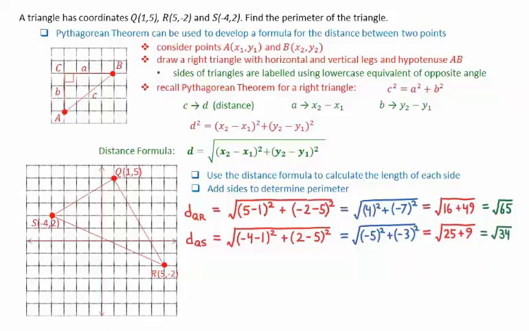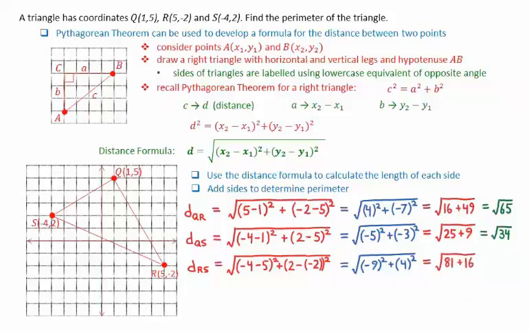Finally, the distance between point R and S. Again, we have to take the difference between the x and y coordinates and square them. -4 minus 5 all squared for the change in the x coordinates squared, and then 2 minus -2 all squared for the y coordinates. This gives us -9 squared plus 4 squared, all square rooted. This equals the square root of 81 plus 16, or the square root of 97.